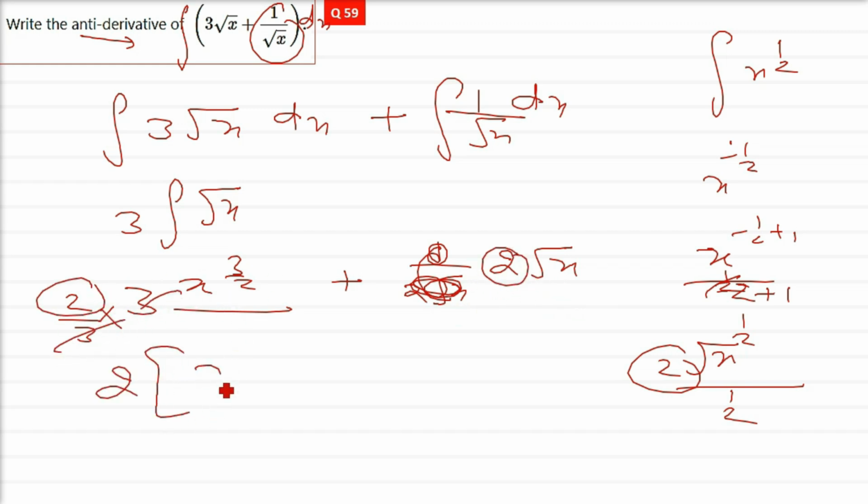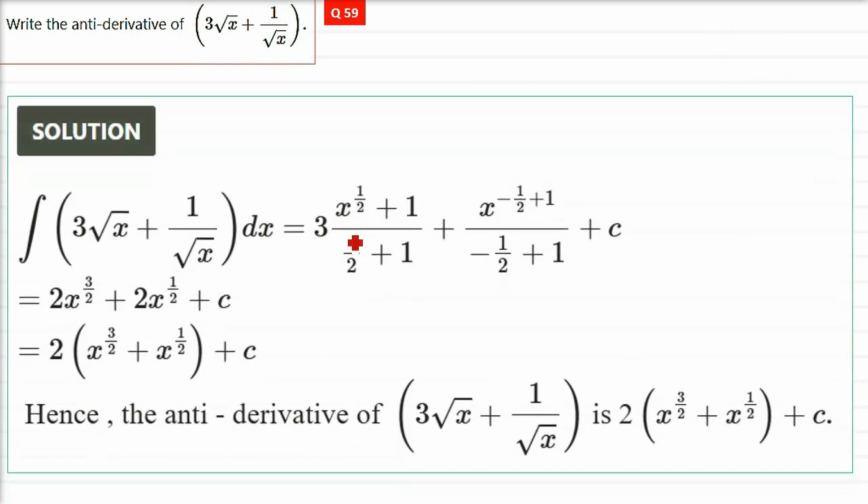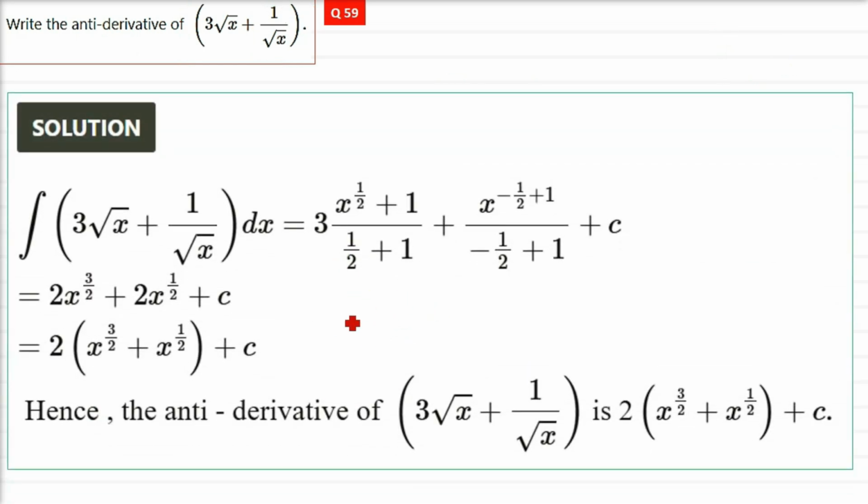It will be 2, you can take 2 common, x to the power 3 by 2 plus x to the power half plus a constant of integration. Now if you want to understand how this can be written, this is the reference solution for you.